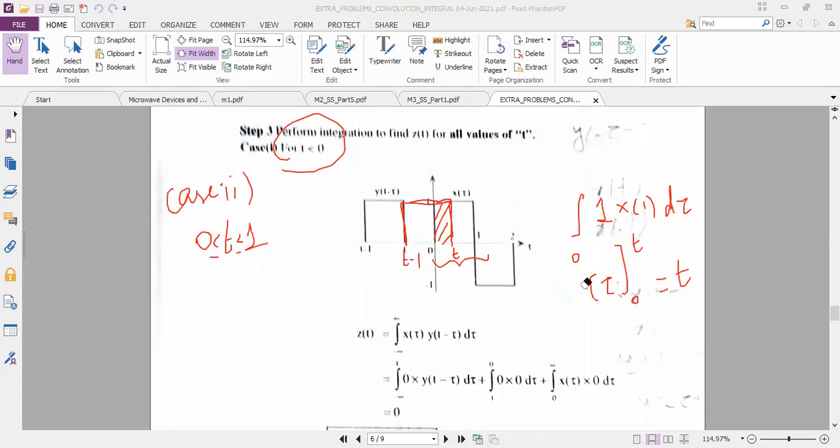So can anybody tell me what is the range I will take for t for the next case? Range of t. Still we have some breakup time in the x of t. So I have taken 0 to 1 initially. Now still I have one more time division. What is the time division? 1 to 2. Very good. 1 to 2, right?